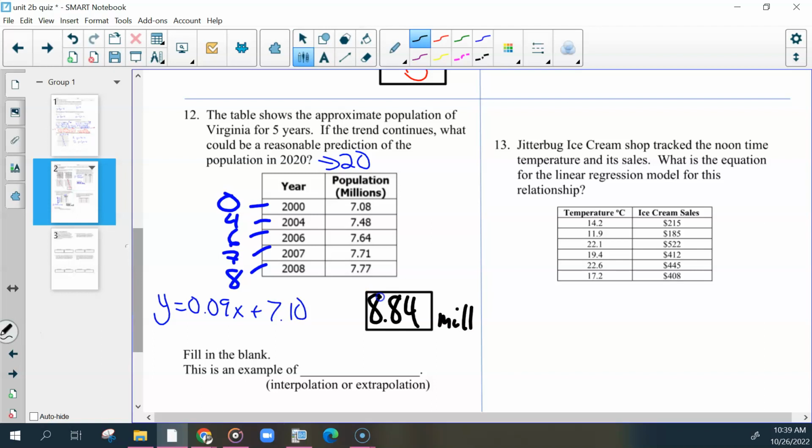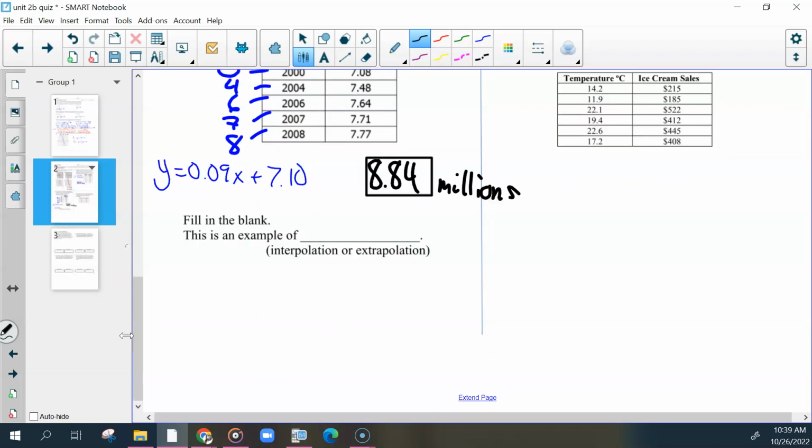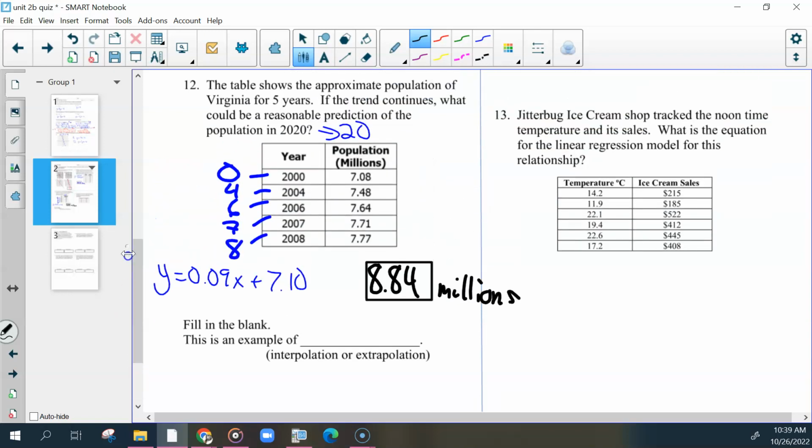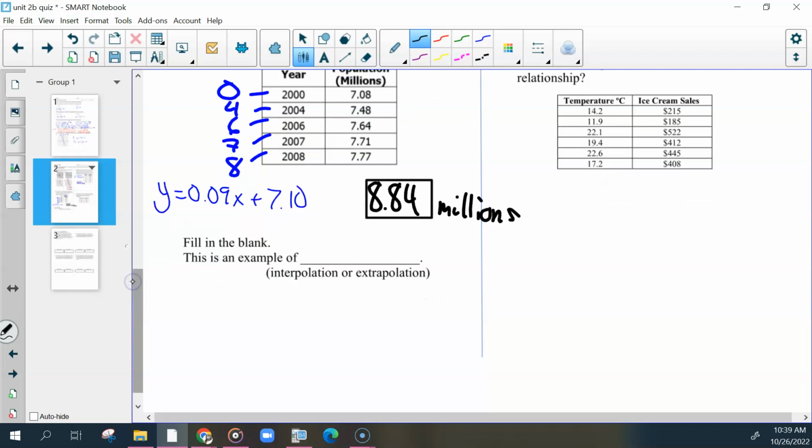And then tell me what the label is. So you can say in millions, the population, something that tells me that you know what this means. And then for the last part, interpolation is what they're asking, does 2020 fall within the data or outside of the data. For extrapolation, that would be extrapolation. So that one was worth 3 points, getting the line of best fit, getting your answer, and then this final thing. These could both have partial credit. This final one was all or nothing.